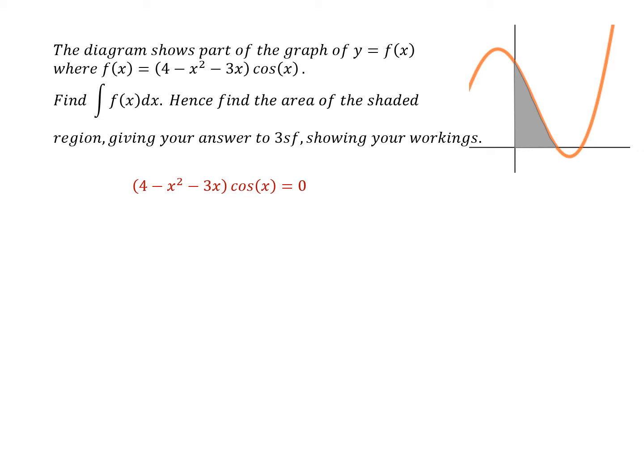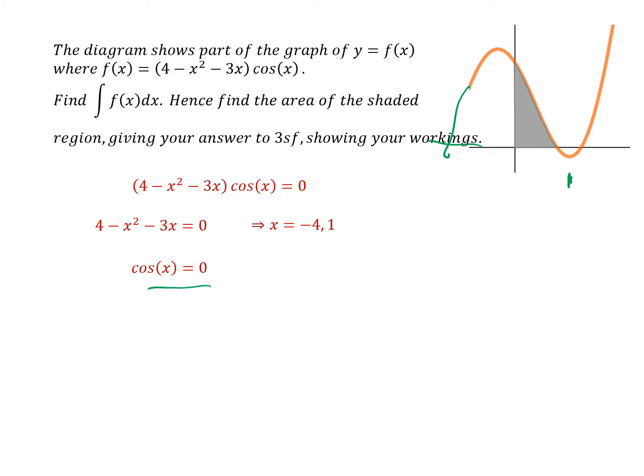So that will equal 0 when either this equals 0 or this equals 0. So either 4 minus x squared minus 3x equals 0 or cos x equals 0. Well, when you factorize this, you find that x is minus 4 and 1. Well, the minus 4 is over here somewhere on the x-axis, but 1 is one of the ones that we've got here, so one of these two roots is equal to 1.